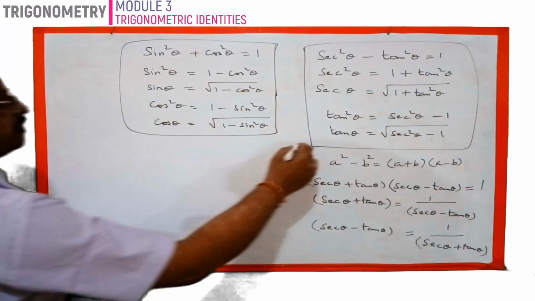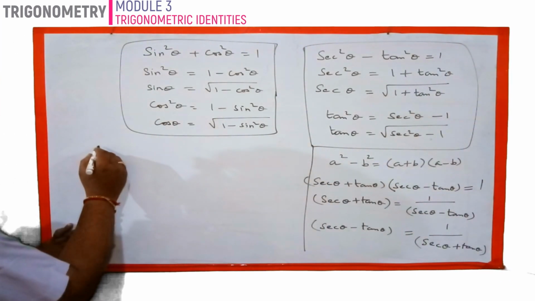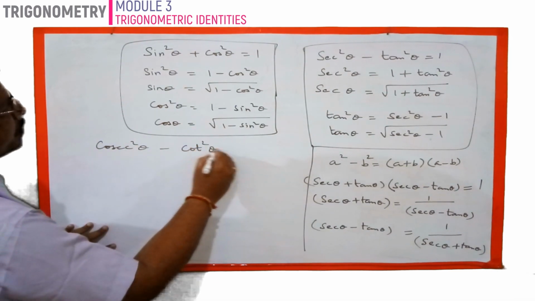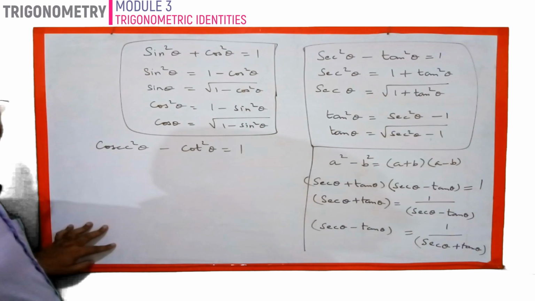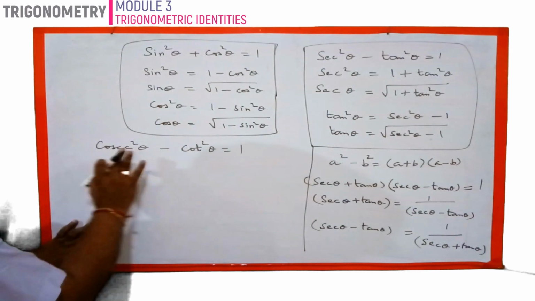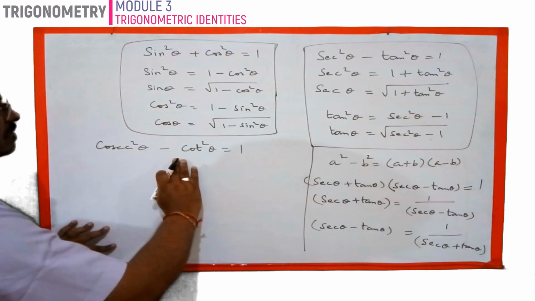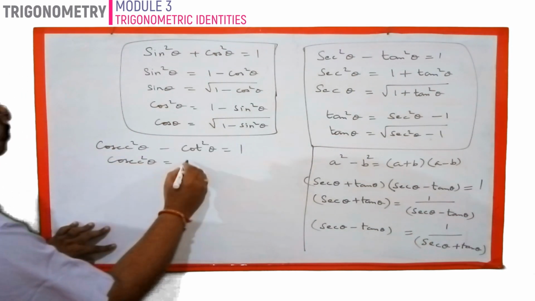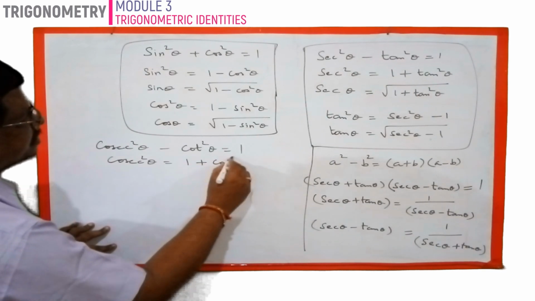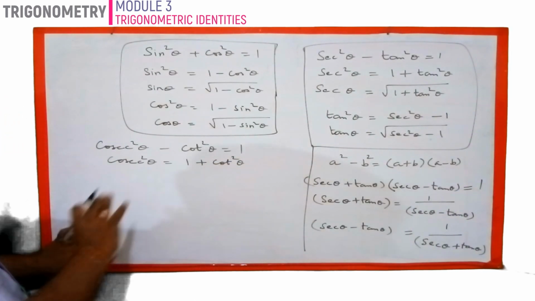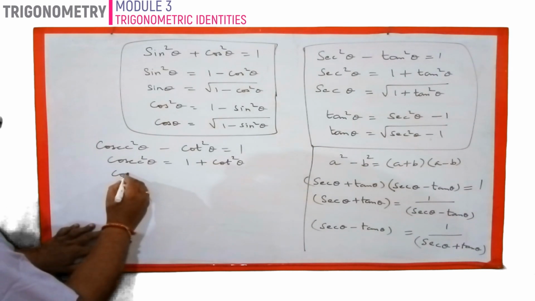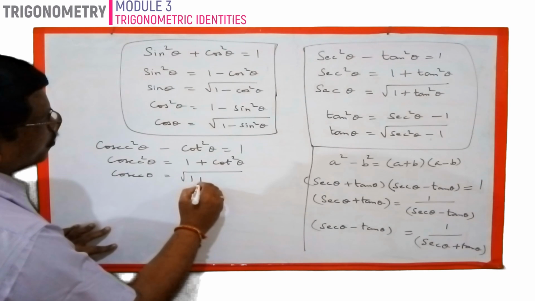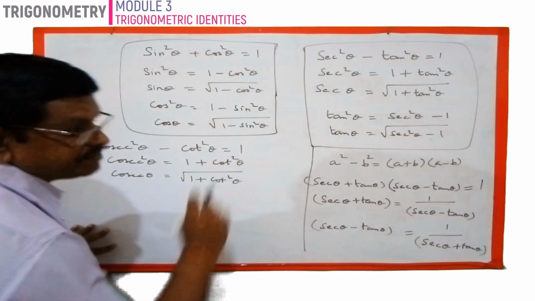Now, let us take the next identity, that is cosecant square theta minus cot square theta is equal to 1. From this, if you want only cosecant square theta, take this cot square theta to the right hand side. So you will get cosecant square theta is equal to 1 plus cot square theta. Taking square root on both sides, you will get cosecant theta. Square and square root will be cancelled. So cosecant theta is equal to root of 1 plus cot square theta.